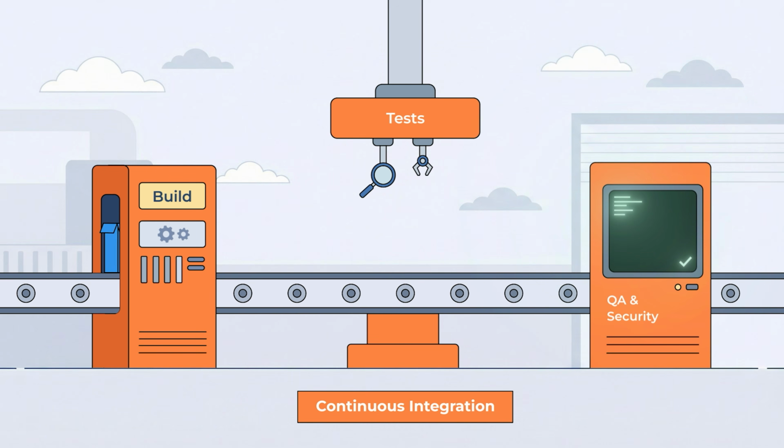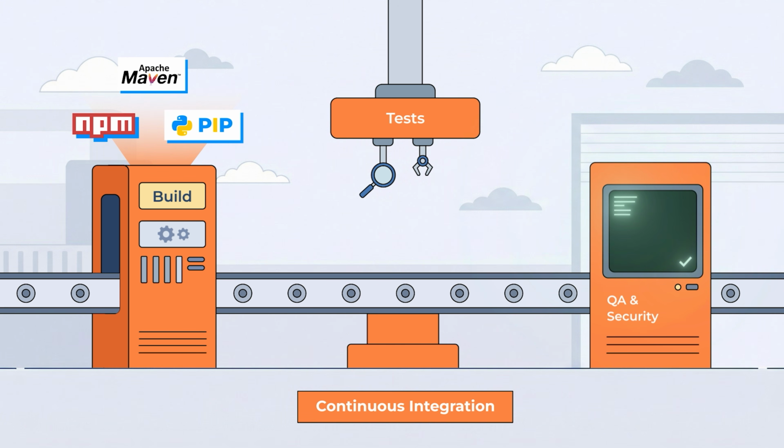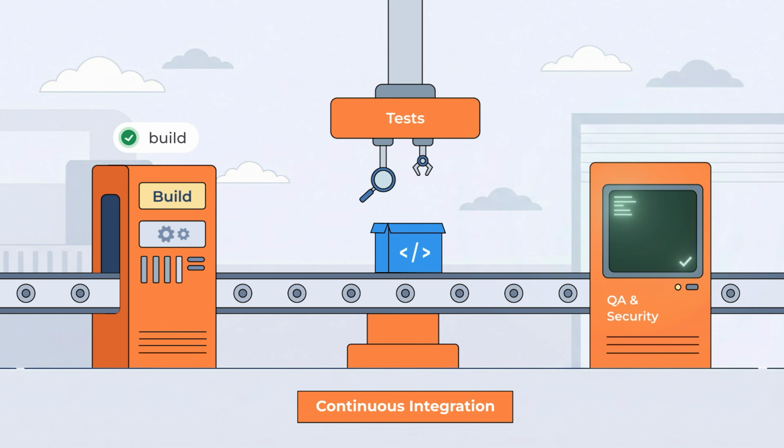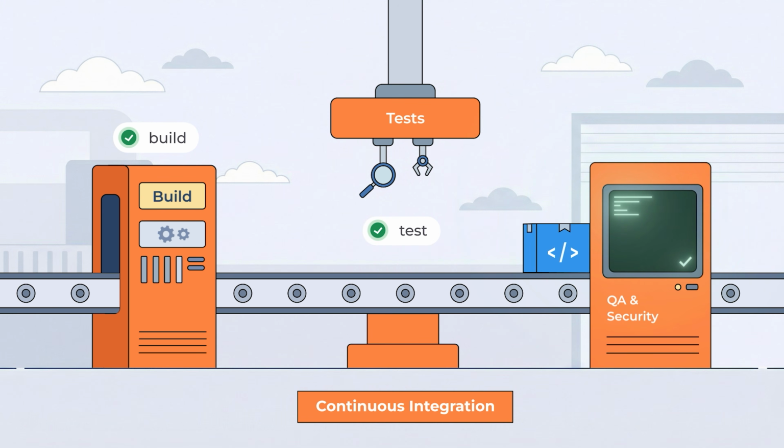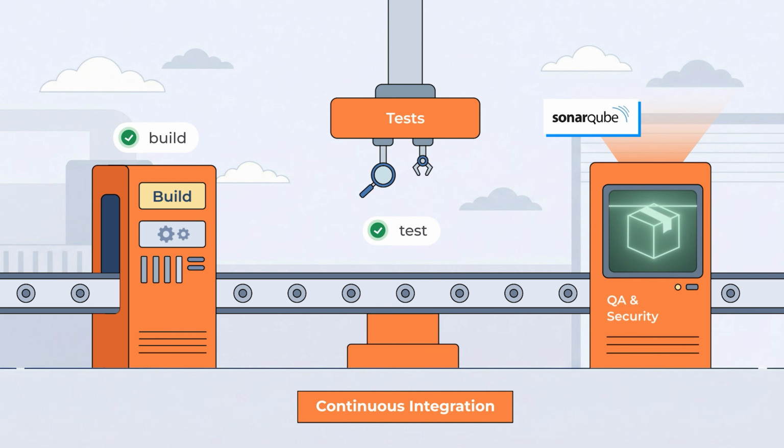Gate 1. Can we even compile this version? In this gate, we use tools like npm, pip, or Maven, based on what you are building. Gate 2. Automated tests. Did we break any existing functionality? This could be automated tests like JUnit, PyTest, or Jest. Gate 3. Quality and security checks. Are we pushing security risks to production? For this gate, you often use tools like SonarQube to check code quality and Snyk to find security vulnerabilities.